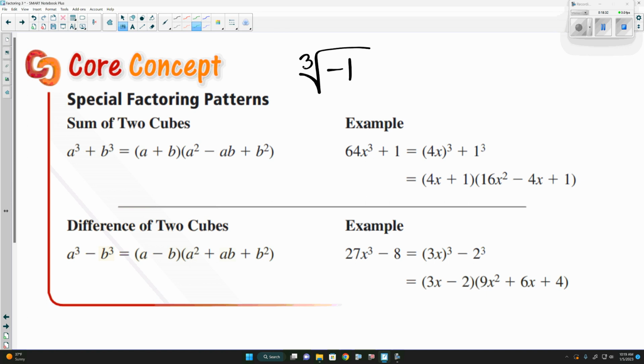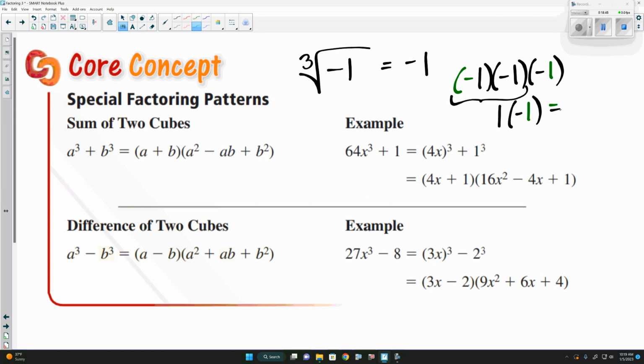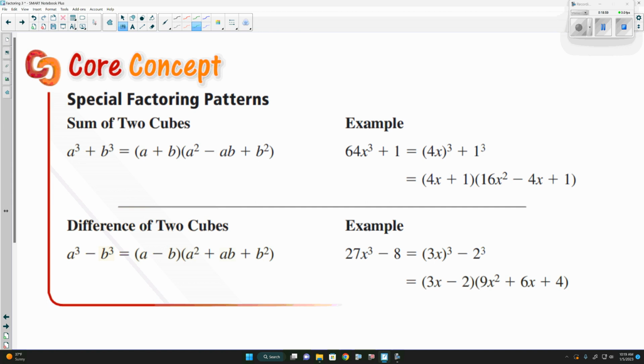Because, well, cubed root of negative 1 is negative 1. And we can see that easily because negative 1 times negative 1 times negative 1. Well, negative 1 times negative 1 is positive 1 times negative 1 is negative 1. We can take the odd root of a negative number, we just can't take the even root of it. So that's why we can take the sum of 2 cubes. We can actually factor it out because we don't have the i term coming into play.